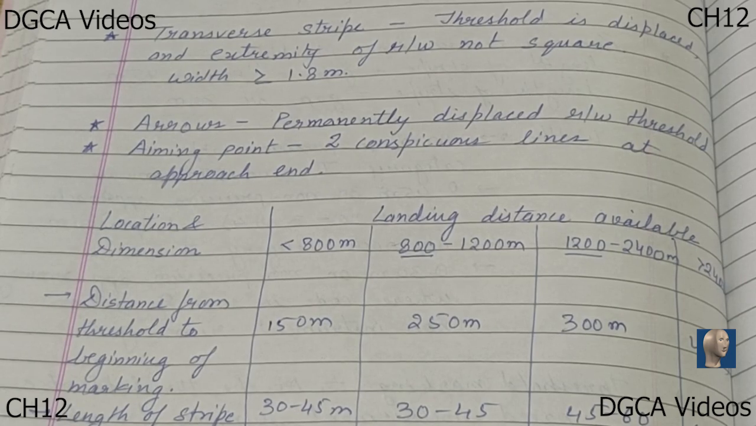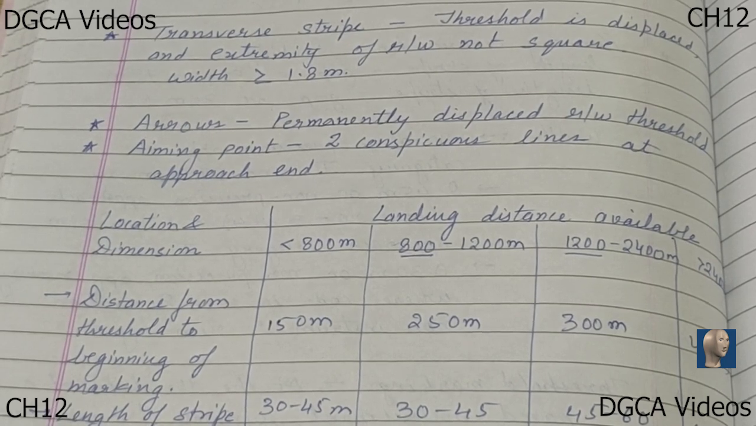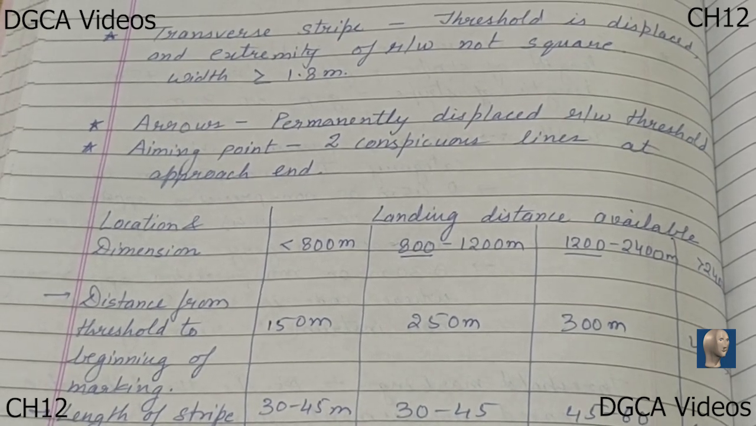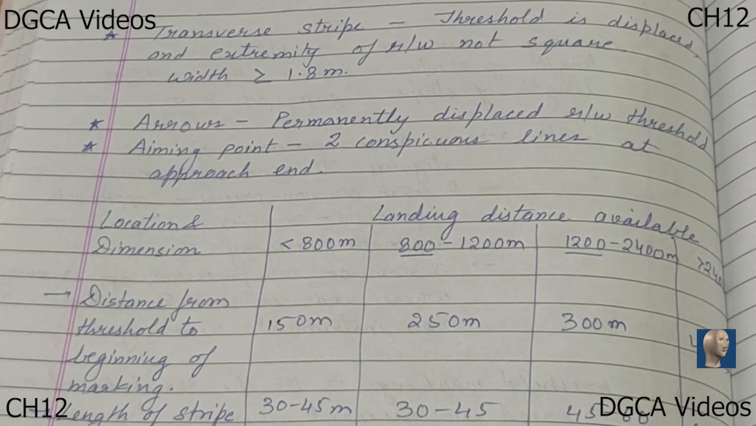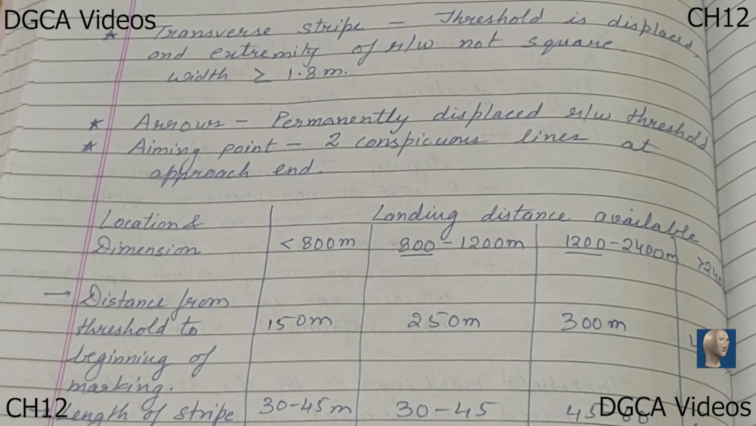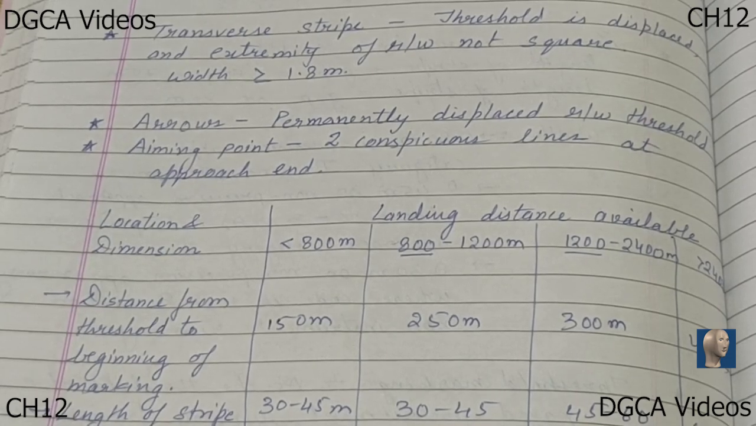Coming on to arrows. The arrows are used if there is permanent displacement of the runway threshold. In that case, arrows are required. Again, there's a picture of this. So this is how the arrows are helpful for the aircraft to tell the position of landing as well as the end of the runway.